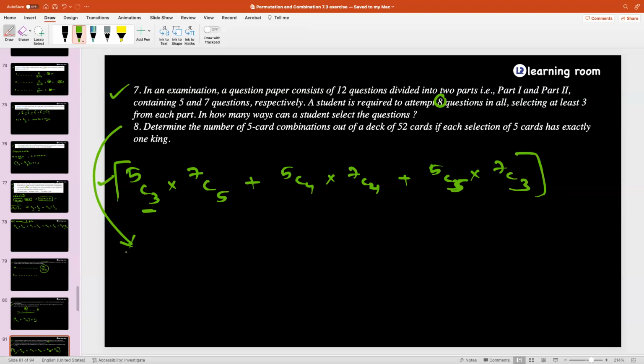Determine the number of 5 card combinations out of a deck of 52 cards if each selection of 5 cards has exactly 1 king. So how many kings are there? 4. Out of the 4 kings, there should be 1 king, and how many cards are remaining now? 48. Out of the 48, the remaining 4 can be chosen. So 4C1 into 48C4 will be the answer. Is the point clear?